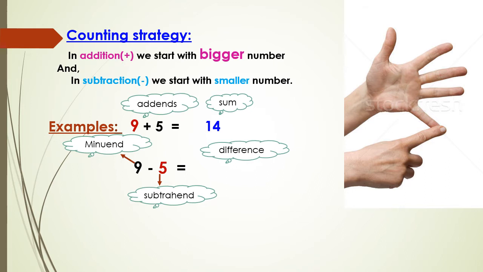Now, how to solve 9 minus 5 using counting strategy? It's subtraction. In subtraction, we start with a smaller number. So the smallest number here is 5. So after 5, 6, 7, 8, 9. How many fingers do we have? 4. So the result is 4.